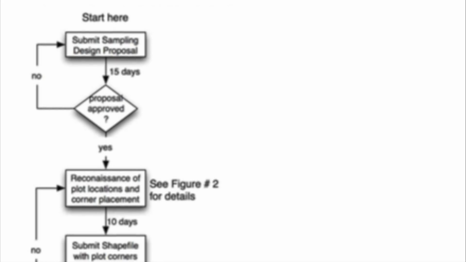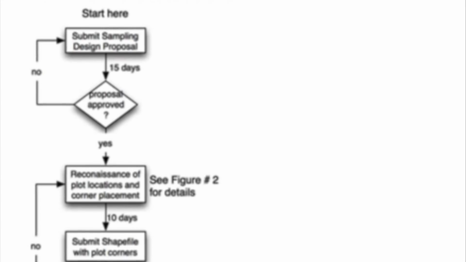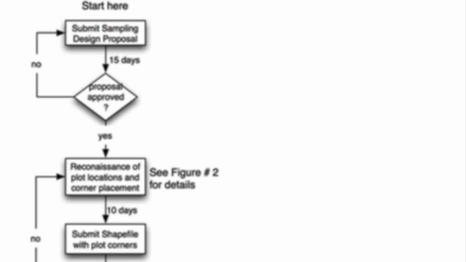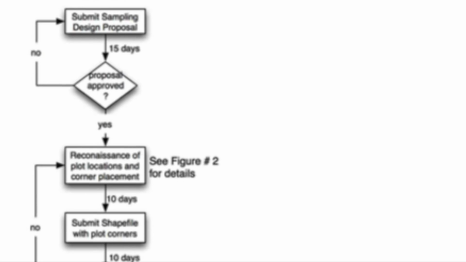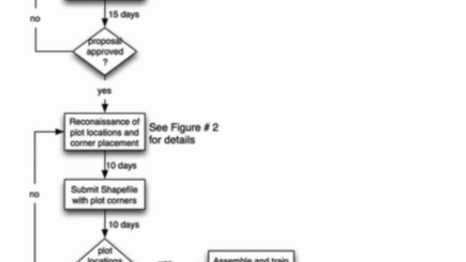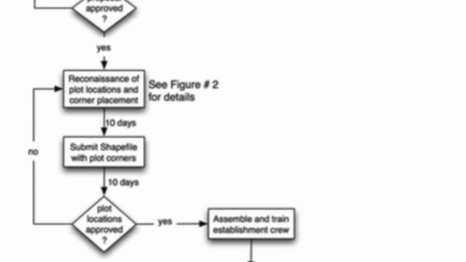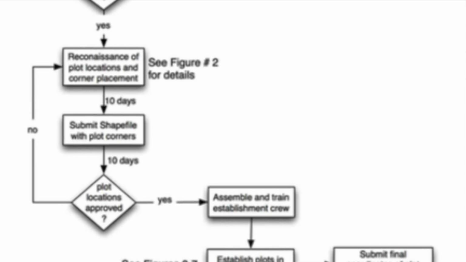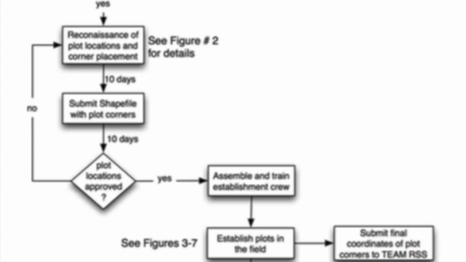Establishing your plot, there are a few steps that need to be taken before the first census can begin. The first step is submitting a sampling design proposal to the team technical director. Once this is approved, you can start the reconnaissance of the plot locations and corner placements. This involves establishing the plot locations and their current conditions using mapping equipment such as a Geographical Information System software package. If the plot placement is not satisfactory, a shapefile has to be resubmitted.